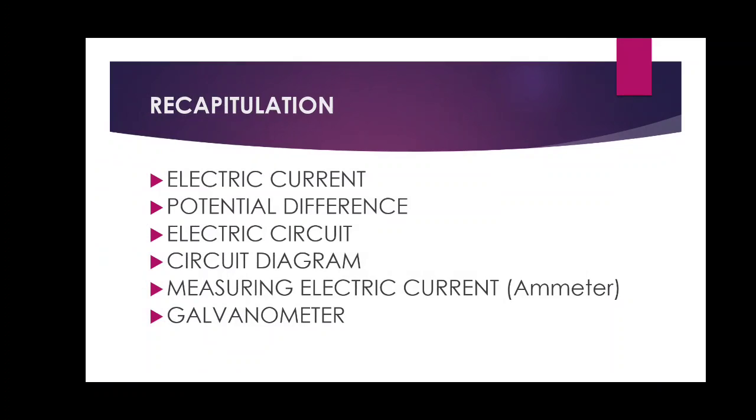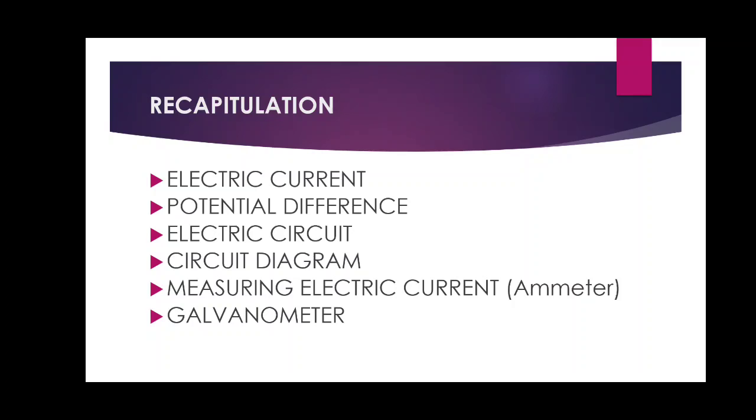Next is potential difference. Potential difference is the work done in moving a unit positive charge from one point to the other point in a conductor. Potential difference is measured using the unit volt. It is denoted by the letter V and given by the formula V = W/Q. Potential difference is measured using a voltmeter, and a voltmeter is always connected in parallel to the circuit.